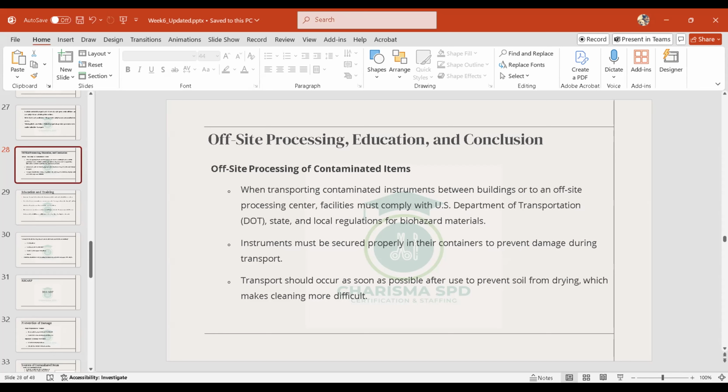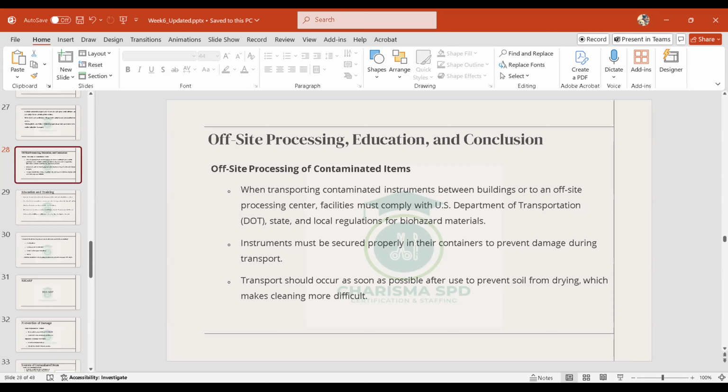Off-site processing of contaminated items. When transporting contaminated instruments between buildings or to an off-site processing center, facilities must comply with U.S. Department of Transportation, state and local regulations for biohazard materials. Okay, good. So when you are transporting contaminated items from a facility to another facility, you must meet DOT regulation, Department of Transportation regulation. And for Department of Transportation regulation, we have the federal, we have the state, and then we have the local, or the city.